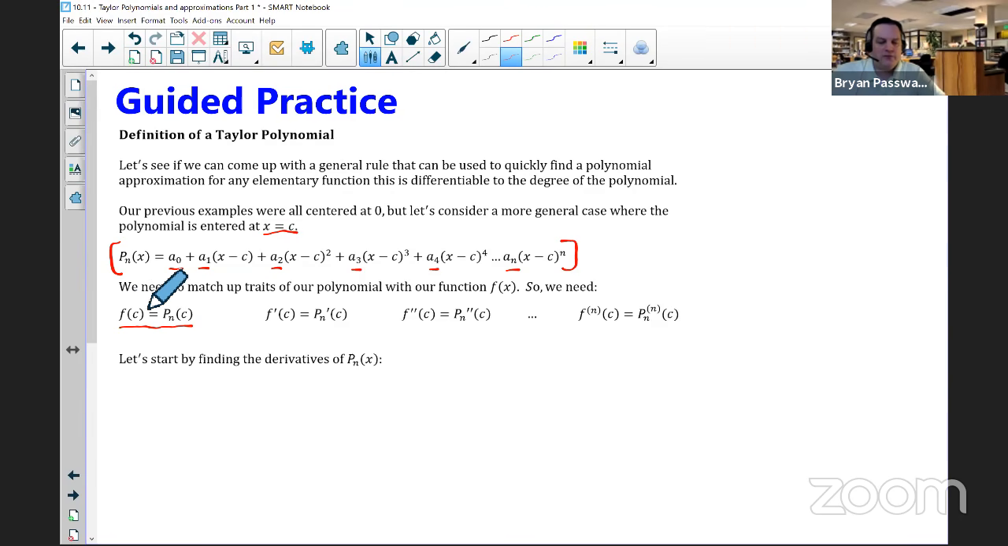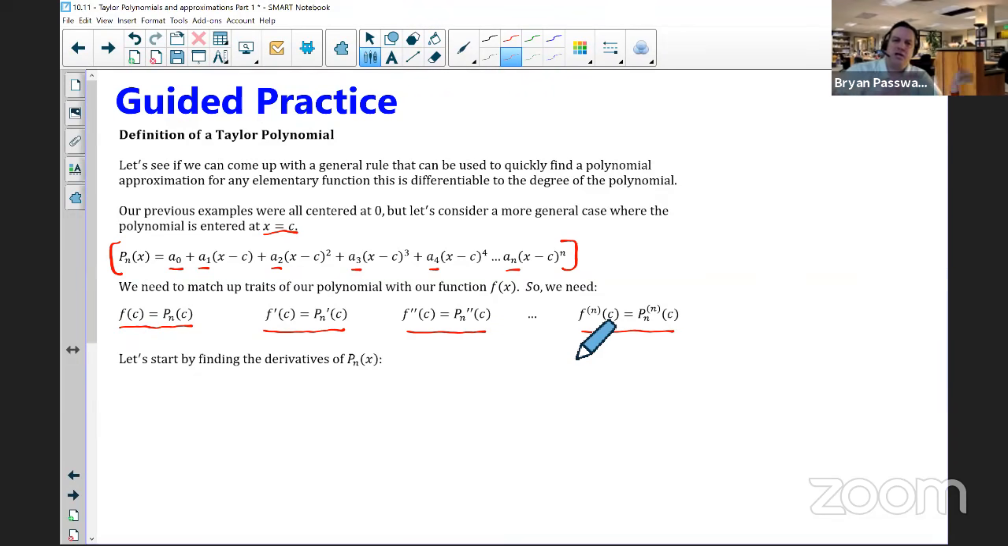Well, to find it, we remember to create our polynomial, we're matching things up. Our polynomial, whatever the function is we're creating, it may not be e to the x, it could be anything. We need our function and our polynomial to be the same at the center, right? The same point. We also need their derivatives to match up, right? We're giving more and more descriptors. We want their second derivatives to match up, and their third derivatives, and their fourth derivatives, and on and on and on, all the way up to the nth derivative.